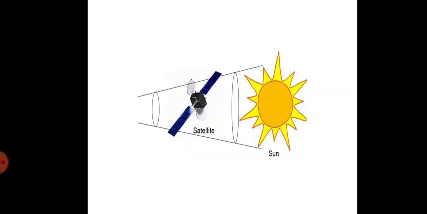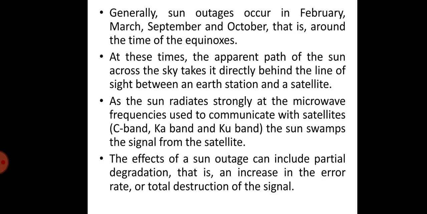This diagram shows the sun transit outage where the satellite is placed in between the sun and the Earth station. Generally, sun outages occur in February, March, September and October, that is around the time of equinoxes. At these times, the apparent path of the sun across the sky takes it directly behind the line of sight between the Earth station and a satellite.